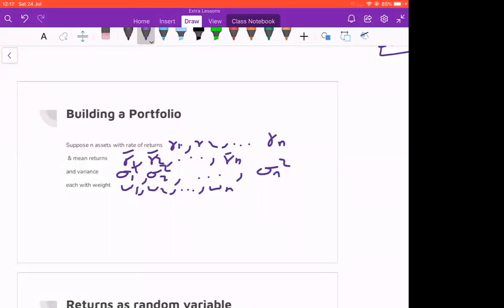There is no need for me to explain how to find the return of this portfolio. You are basically going to say R, the return, is the sum of the weight of the asset times its return. So this is how you find the return of your portfolio.